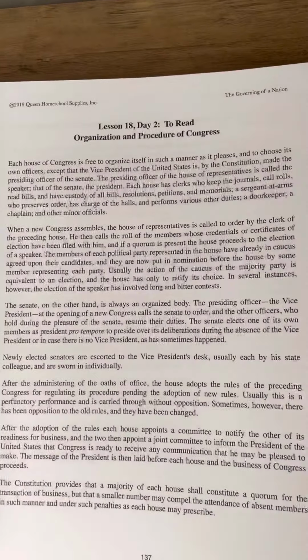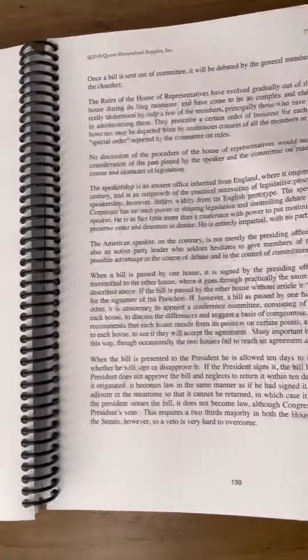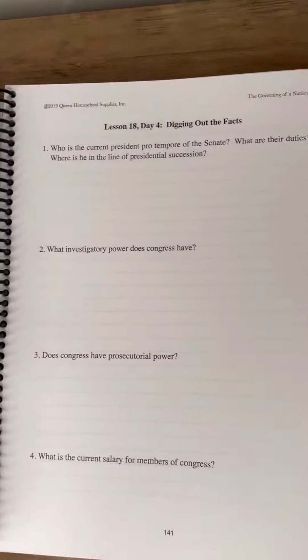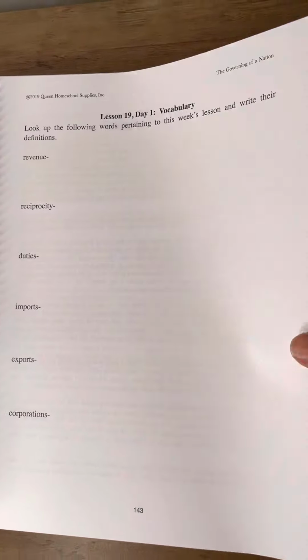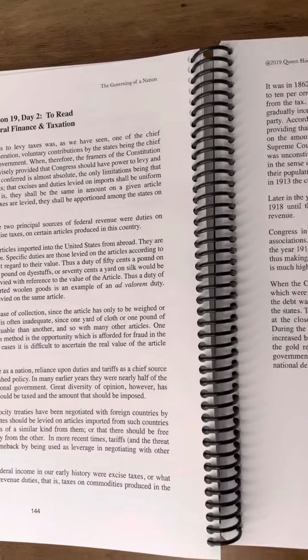and next week's vocabulary. Now we're learning about the organization and procedures of Congress. So a lot about how the government works, how it was founded, what the different branches are, how each one of those works, finance and taxation, everyone's favorite, right?